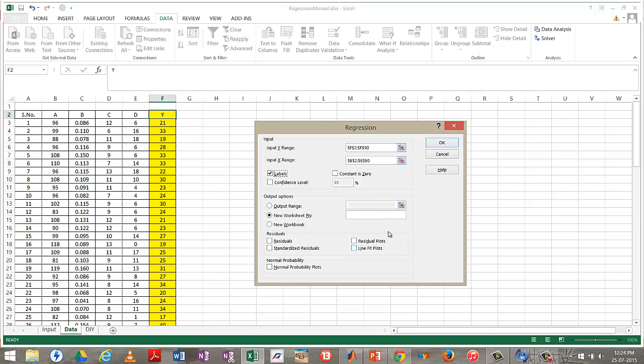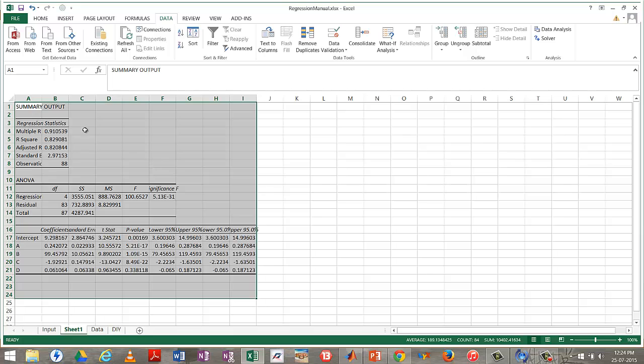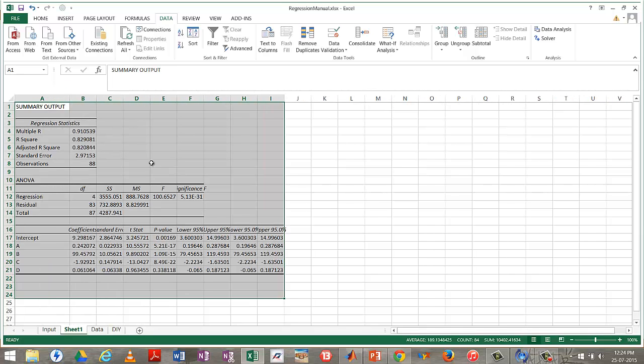There's a couple of other options. The thing is, I said I want my results in a new worksheet, so that's what I'm going to select. So I say OK, and this is the output that I get. You might notice that it's put into a new sheet. So let's just look at this output and try to process this.